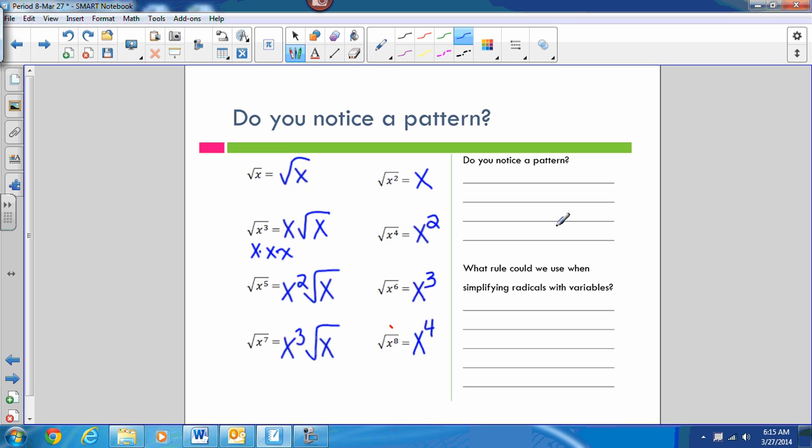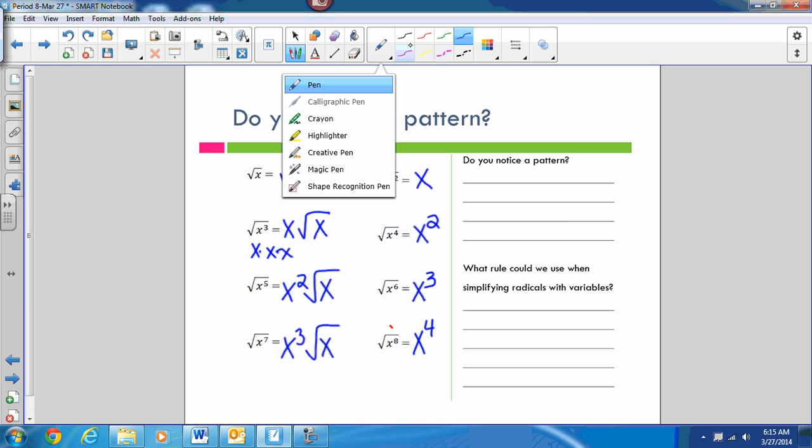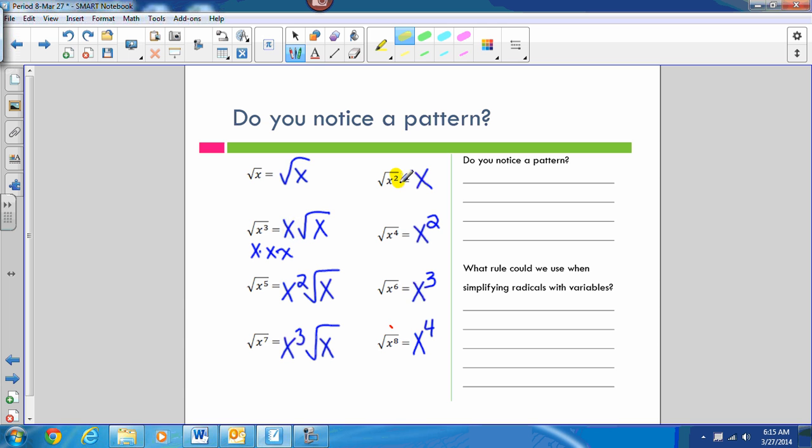Then we want to come up with a rule that we could use for simplifying radicals with variables, specifically square roots with variables. So you should notice that when we have the evens, I want you to take a look at this. When you have the evens, what happens to the exponent of the number that's inside the radical? That's right, you take the exponent and divide it by 2. So we take our exponent, divide it by 2, and that gives us the thing on the outside. That's the x to the something outside.